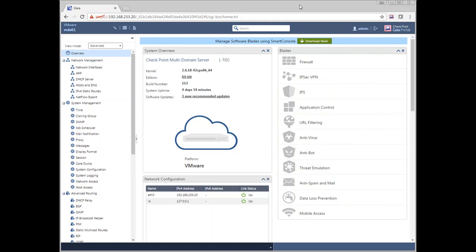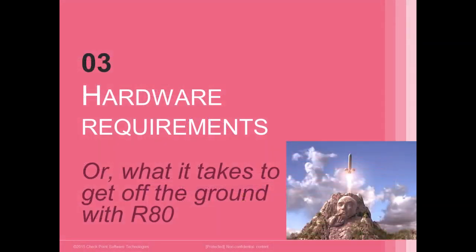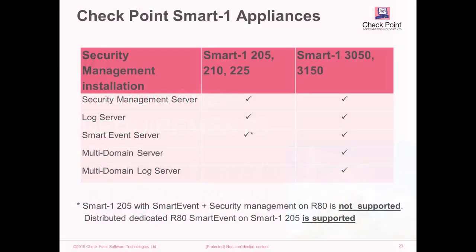And as you see, the icons and graphics have changed a bit to be adapted to the R80 graphics that we have in SmartConsole. Hardware requirements, or basically what it takes to get off the ground with R80. The Check Point SmartOne appliances that are supported for R80 are the SmartOne 205, 210, 225, 3050 and 3150.